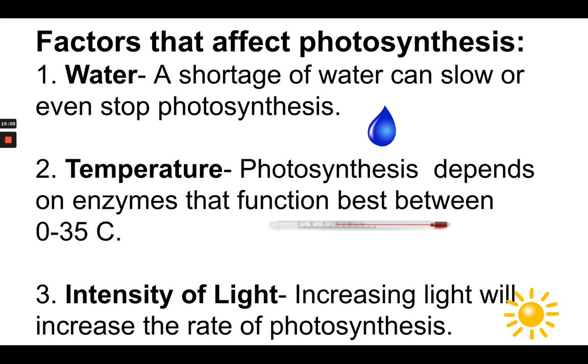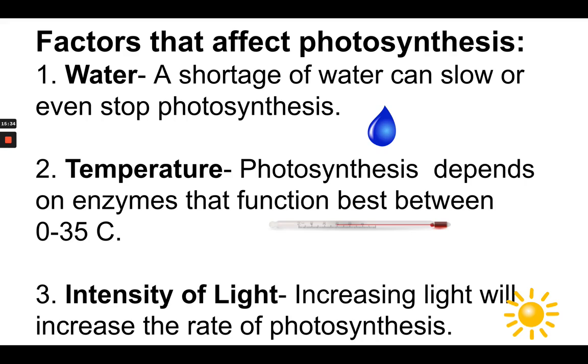Because we have to have water in order to be split to produce the hydrogen ions for the NADPH to be formed. Temperature is also a factor in photosynthesis because photosynthesis depends on those enzymes. We know that enzymes are temperature sensitive or they denature. The enzymes of photosynthesis function best between 0 and 35 degrees Celsius, basically from freezing to room temperature. So anything outside of that range is going to slow or stop photosynthesis.